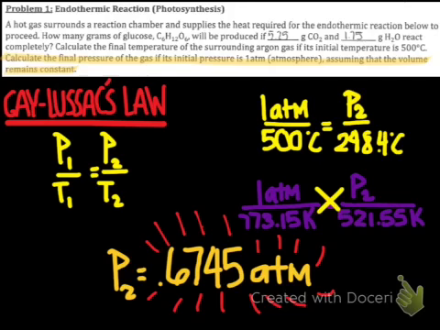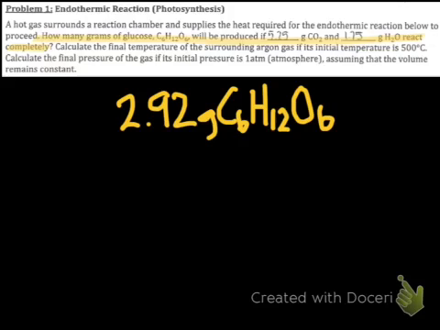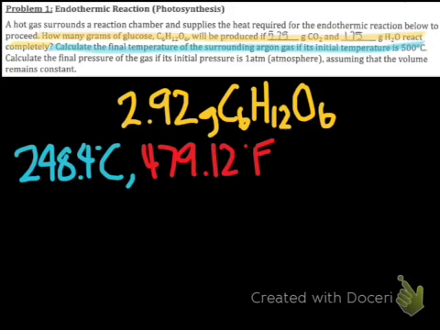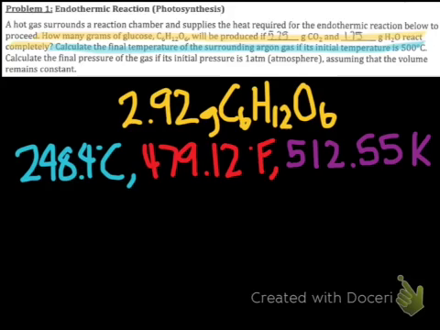Now, we are actually done with this problem now, but just a quick review, we will go over the 3 parts of this problem. So how many grams of glucose will be produced if 5.25 grams of carbon dioxide and 1.75 grams of water react completely? And we received an answer of 2.92 grams of glucose. Now our second part is calculate the final temperature of the surrounding argon gas if its initial temperature is 500 degrees Celsius. Now we said that the final temperature is 248.4 degrees Celsius. In Fahrenheit, it would be 479.12 degrees Fahrenheit, and in Kelvin, it would be 512.55 Kelvin.